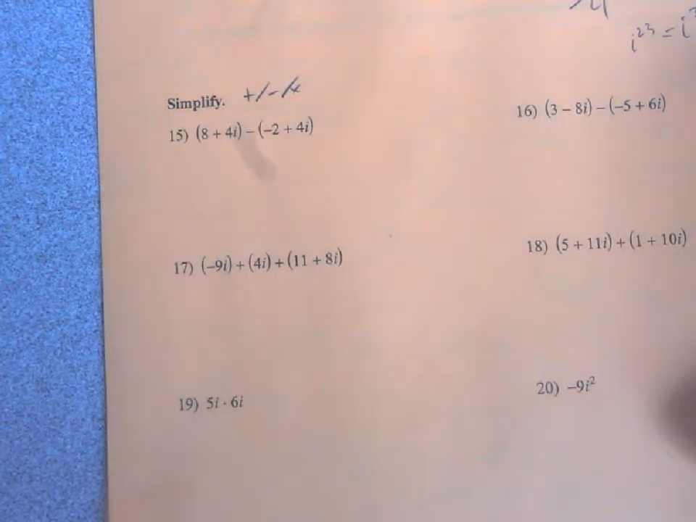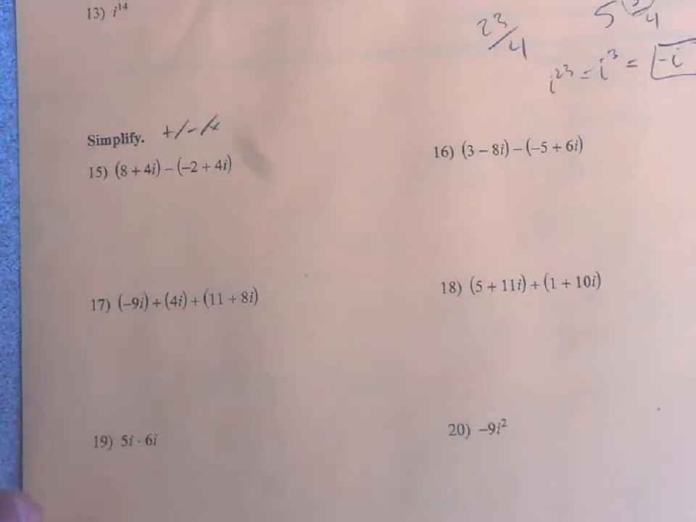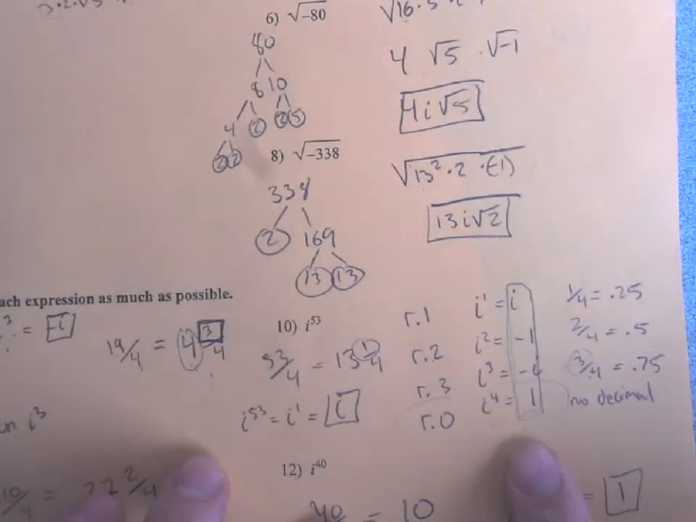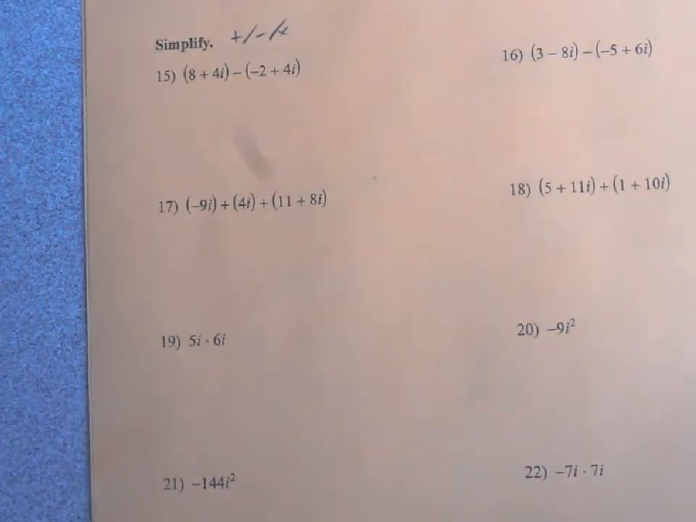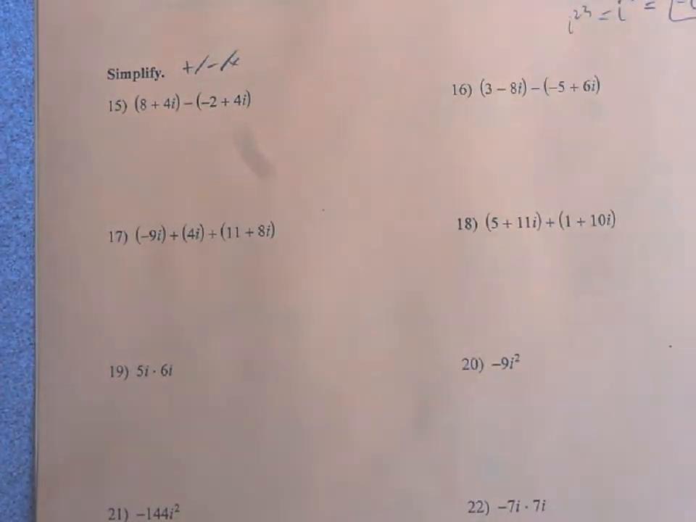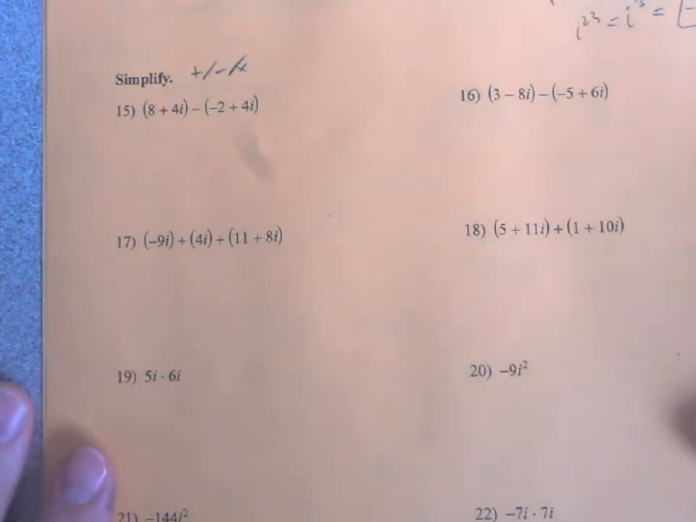So the main key here is to treat i like a variable for as long as you can. If at the very end you get a power of i, we know how to deal with that. Okay, but sometimes you won't. So really, a lot of these problems, especially 15 through 18, imagine you're working with any other variable. And 15 through 18 is essentially combining like terms. Okay, so let's take a look at a couple of these.